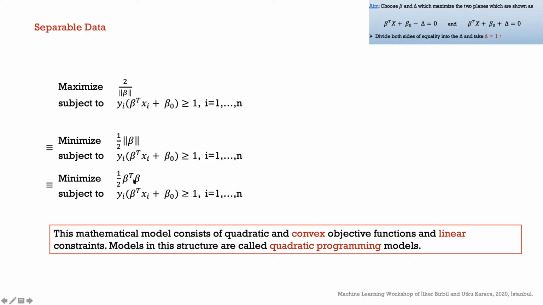And then you can find the minimum point for that one. Our constraint is just a linear one when you look at beta transpose and beta 0. Of course, you can think that I have yi times xi here, but please keep in mind that they are just known data sets. The unknowns are just the betas, and that's why they are linear constraints. So since we have a convex objective function and a linear constraint, we can say that now we are facing a quadratic programming model.